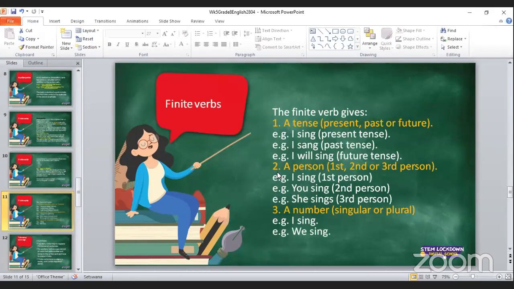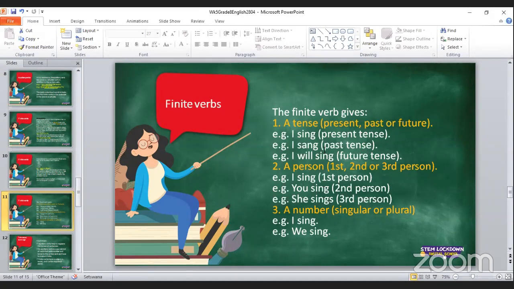So the finite verb, there are three things that the finite verb really gives us. The first thing is that a finite verb gives us a tense. The second thing is a person. And the third thing is a number. All right, so let's go through them in detail. The first thing I said is that the finite verb gives us a tense. So what tenses do we have? We have the present tense, the past tense, and the future tense.